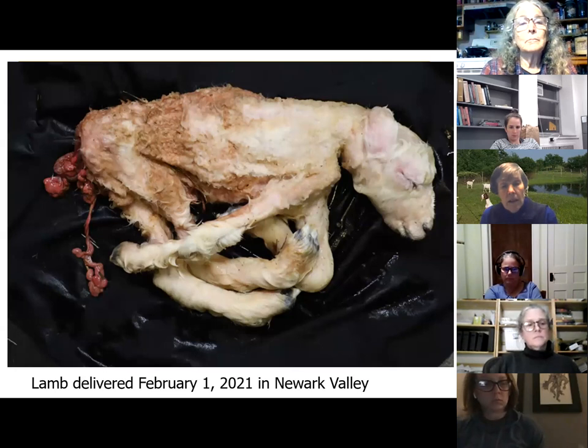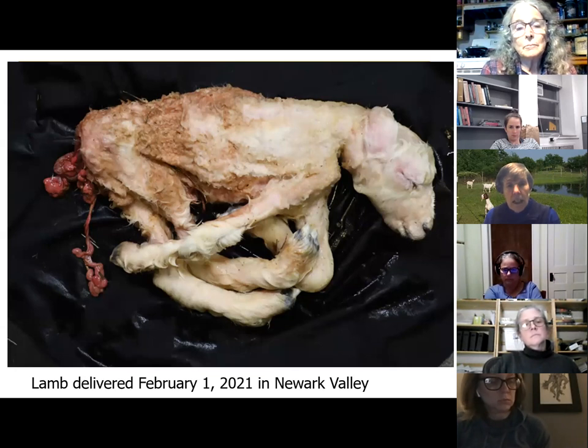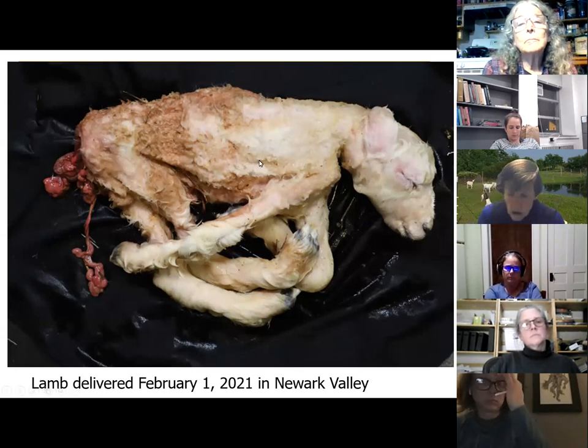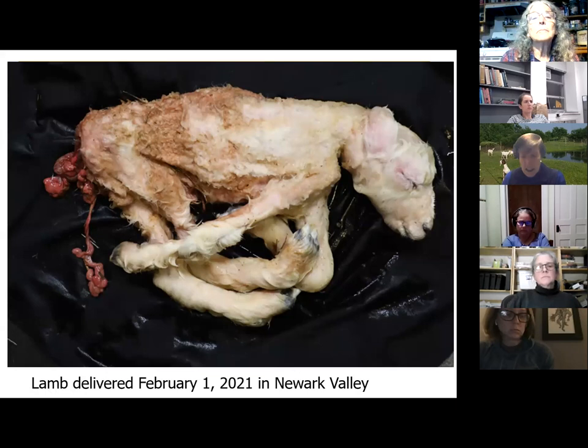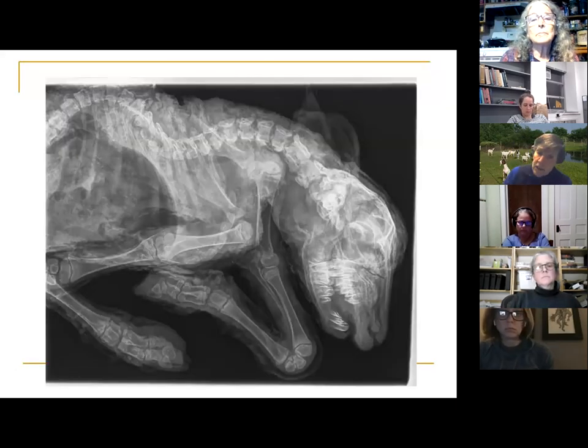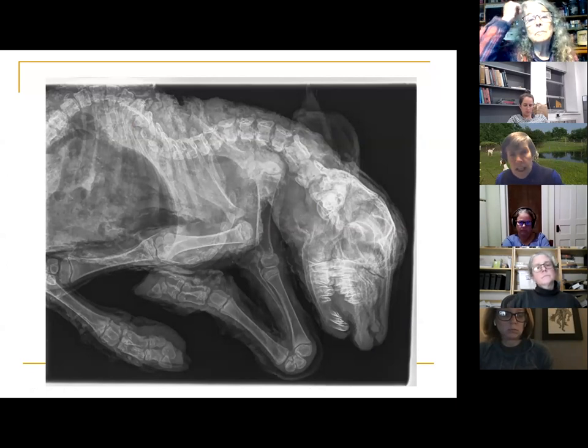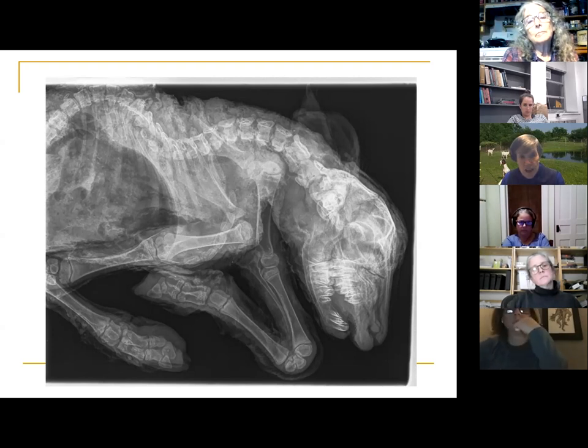So this is a lamb born last year on February 1st in Newark Valley. And you can see that the legs don't look good. And there's a kink in the backbone there. Well, I have the privilege of having access to a radiograph machine. And I don't take x-rays, I take radiographs, which is a picture that the x-ray makes. But this is that lamb from Newark Valley with a radiograph taken. And you can see that these legs, I couldn't straighten them out anymore for the radiograph.